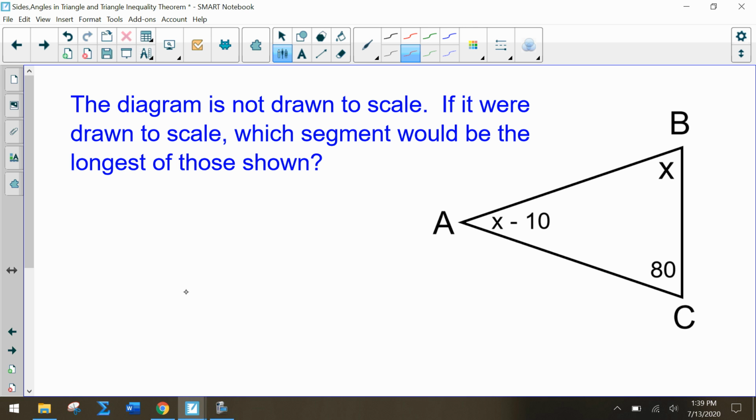All right, so let's read this together, and then I want you to pause and try and do it on your own, but first let's read it. The diagram is not drawn to scale. If it were drawn to scale, which segment would be the longest of those shown? So pause the video and think about this question. And then when you're finished completing the problem, hit play again and you can check your work.